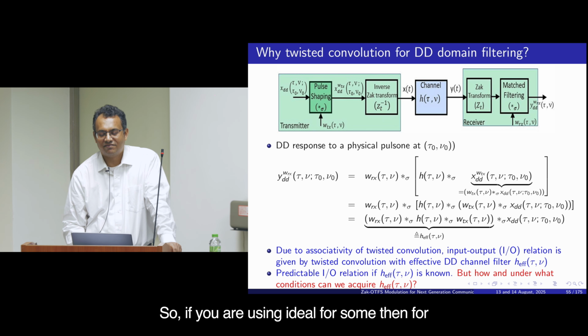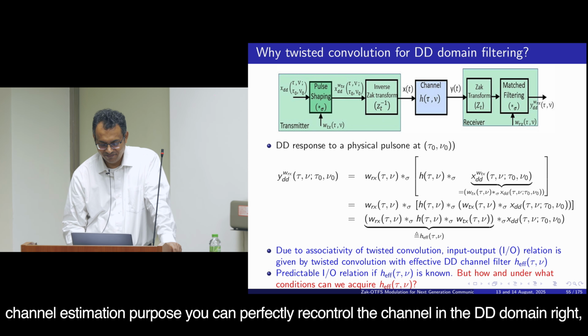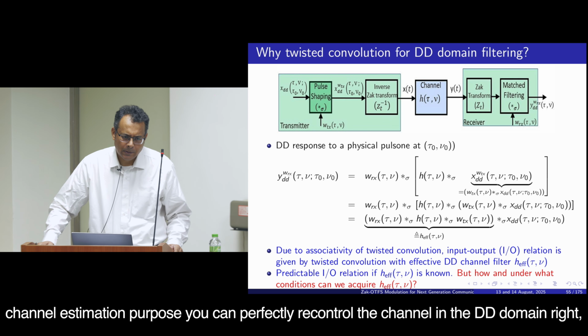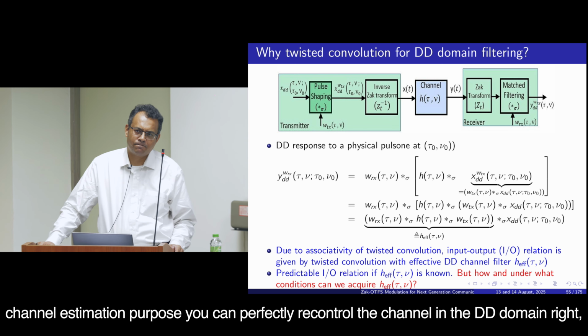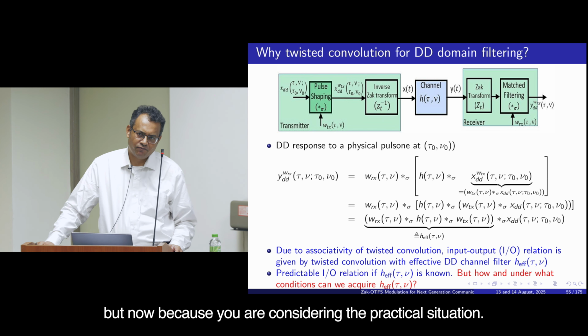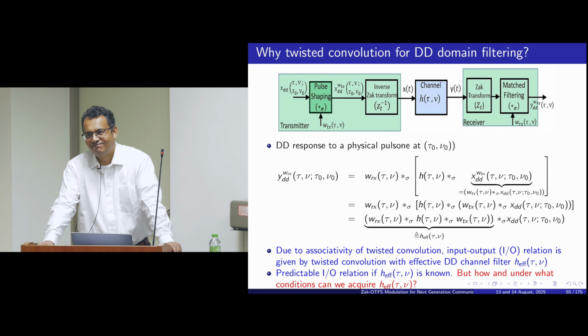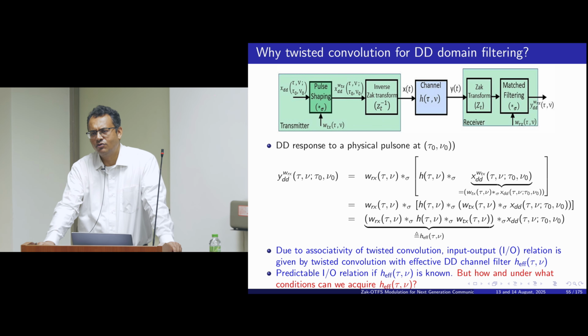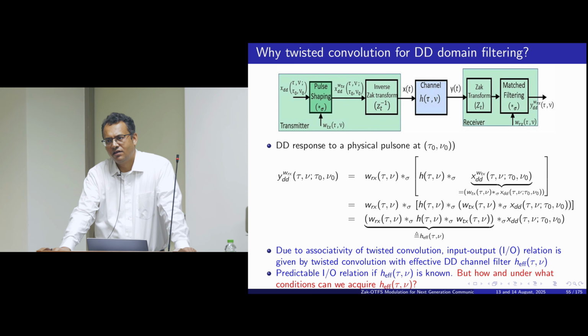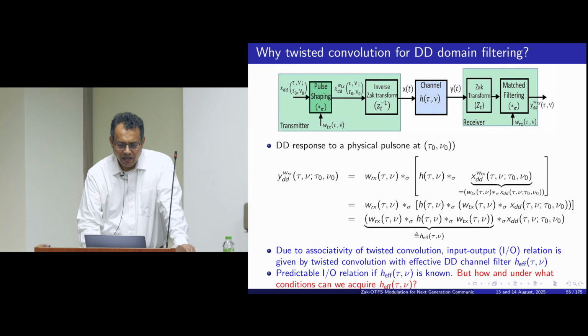So, if you are using ideal pulson, then for channel estimation purpose, you can perfectly reconstruct the channel in the DD domain, right? But now, because you are considering the practical situation, you include the pulse shaping, and in that case your impulse in the DD domain will spread. And in that case, you will lose some resolution of channel estimation. So you are going to find some condition under which you can have it.